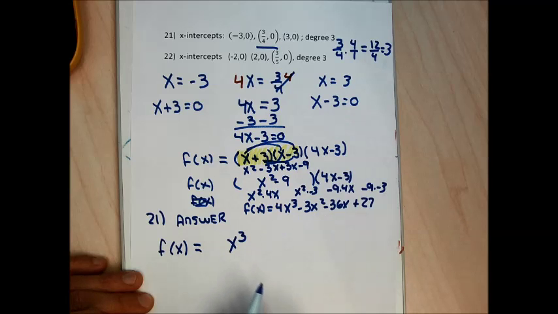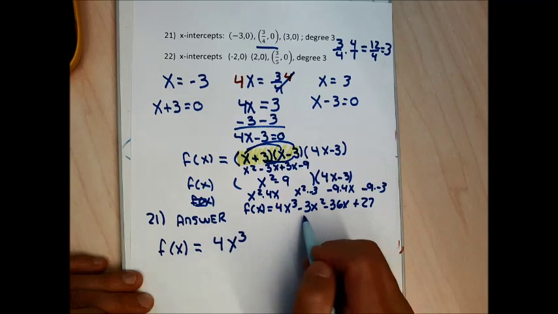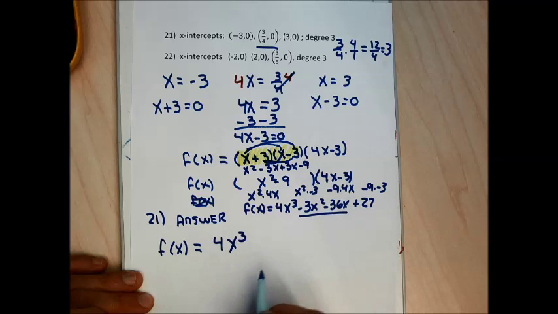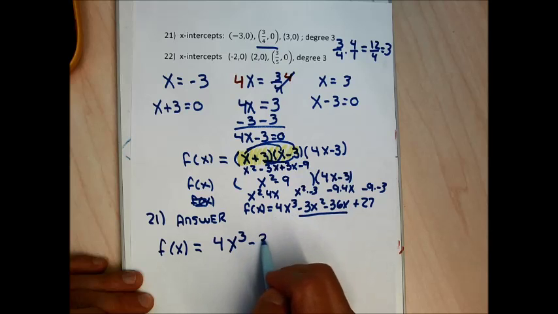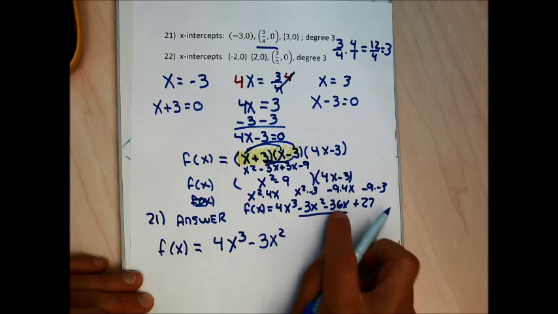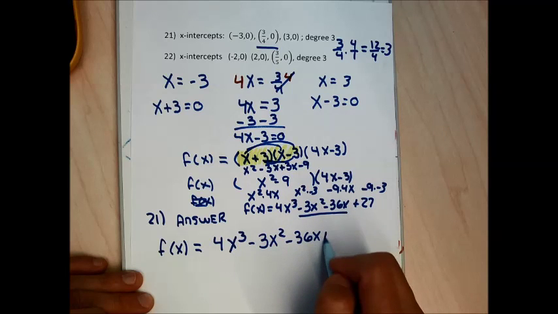Just about have my answer. The first term in my answer is going to be the 4x cubed. The second term in my answer is going to be, oh, those don't even combine. My second term in my answer is going to be minus 3x squared. Third term in my answer is minus 36x. Fourth term in my answer is plus 27.